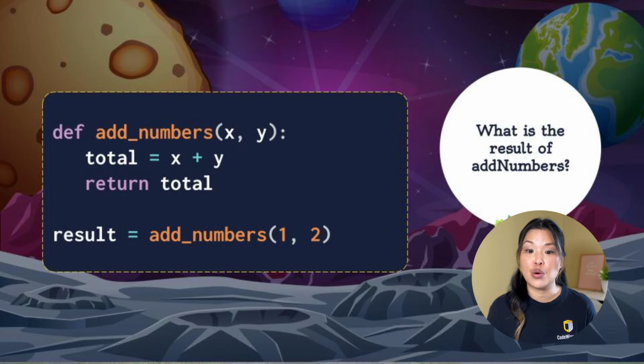All right, so let's say we have a variable called results, and we want it to equal add_numbers, and x and y are 1 and 2. All right, so our arguments, the information we're going to give it, is 1 and 2.